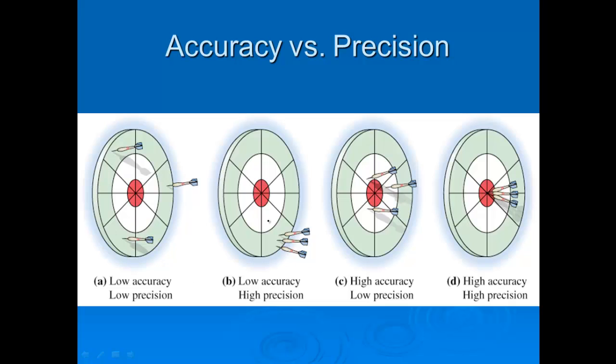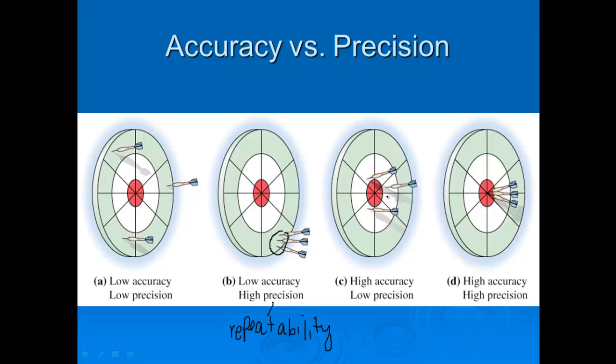So they have both low accuracy and low precision. Now this one I think really defines the difference. You have three darts that are relatively in the same area on the bullseye, but again, not close to where they want to be. So they have low accuracy because they're not near the target, but they have high precision because they are near each other. Remember, precision is going to be repeatability.